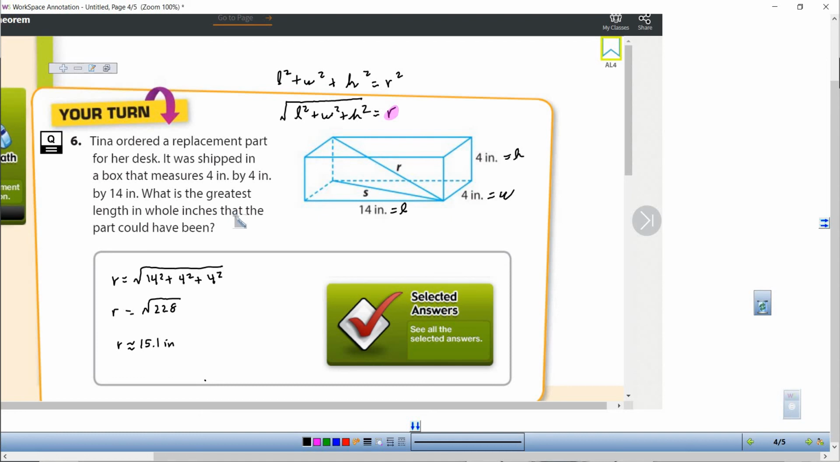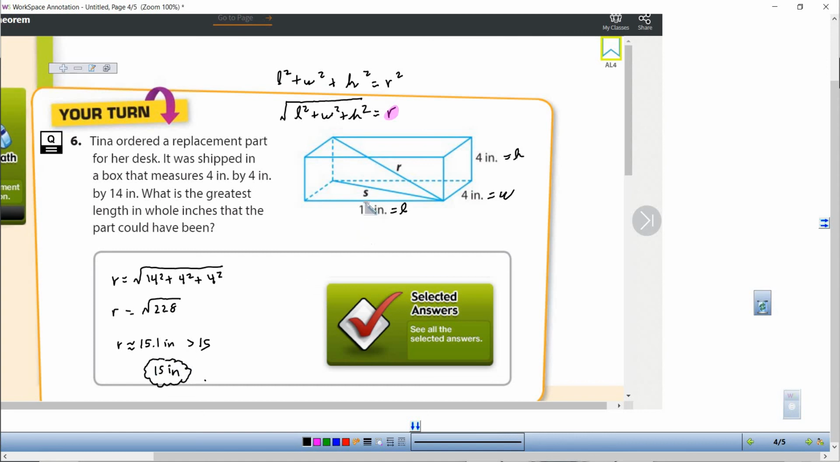All right, what is the greatest length in whole inches that the part could have been? Well, 15.1 inches is bigger than 15, right? That's greater than 15, which means if that distance is greater than 15, then 15 inches will fit. It's just a little bit bigger than 15, which is perfect for a 15-inch item to fit there.